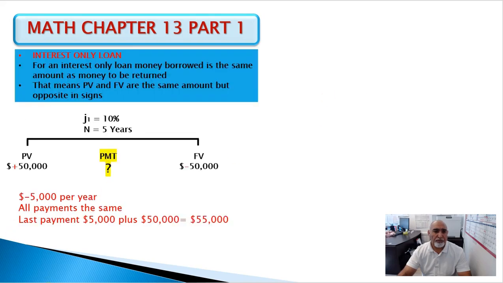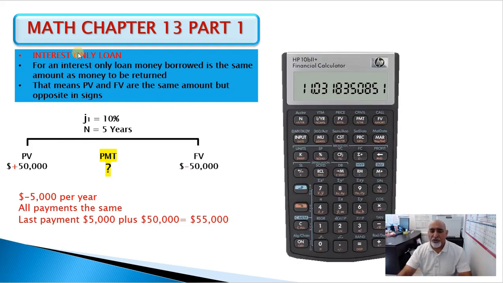Okay, we are going to do what's called an interest-only loan. What is an interest-only loan? The payment of this loan is only the interest portion. We're going to keep whatever we borrowed. Okay, 50,000 means we got a loan, positive number here, 50,000. That means we still owe 50,000 at the end of that time period.